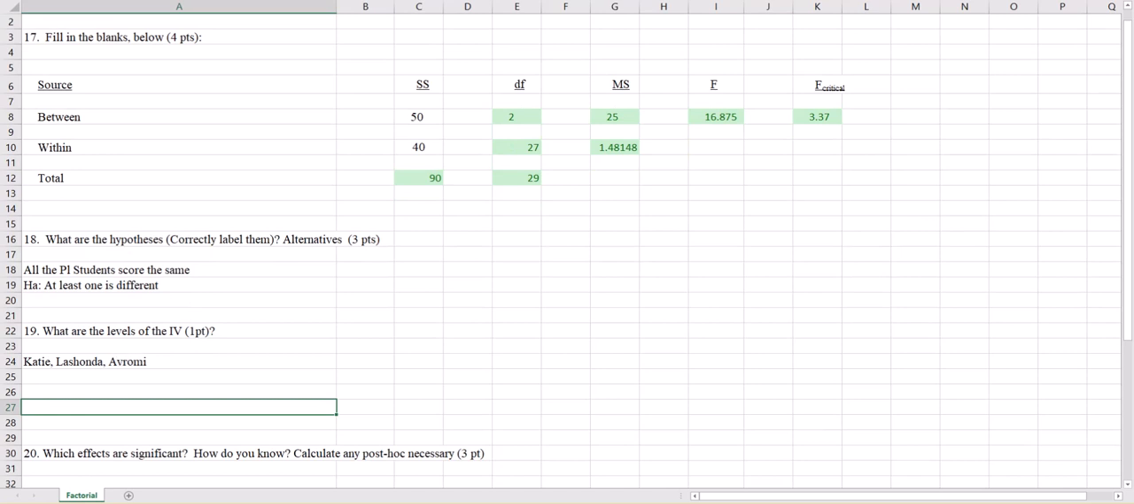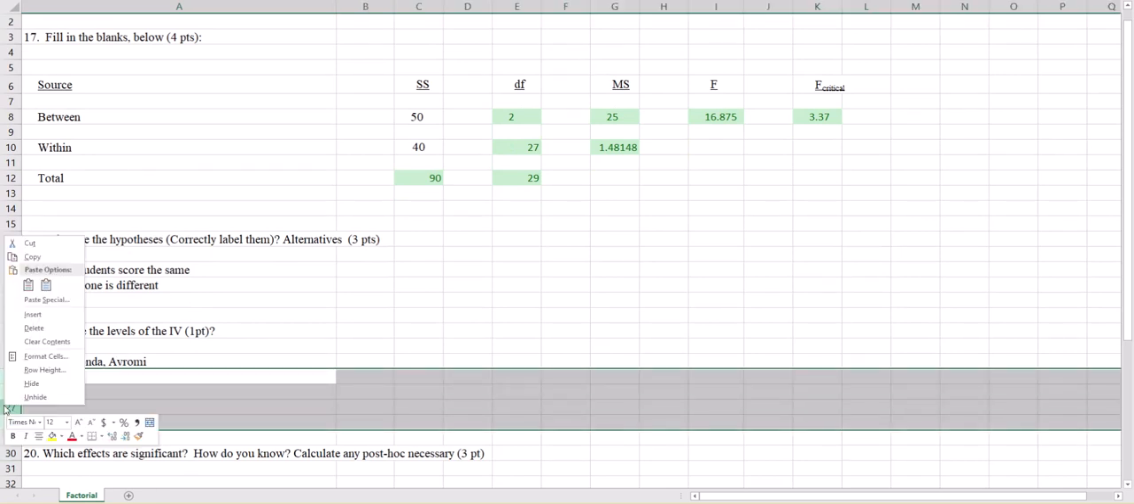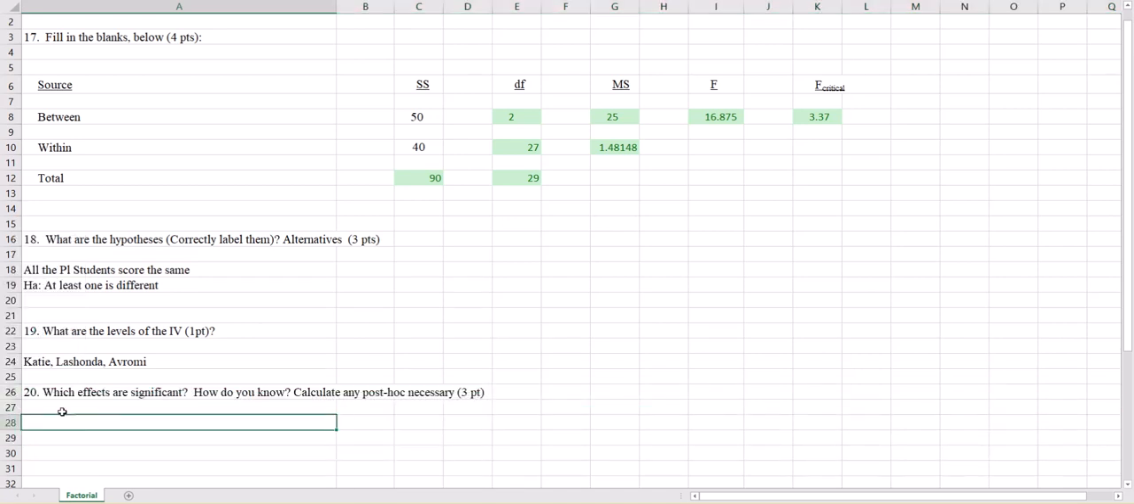Alright, next we need to calculate which affects our significance, which we only have 1, and we need to calculate a post hoc. So to do this, we have to do our Q times the square root of this W divided by N.